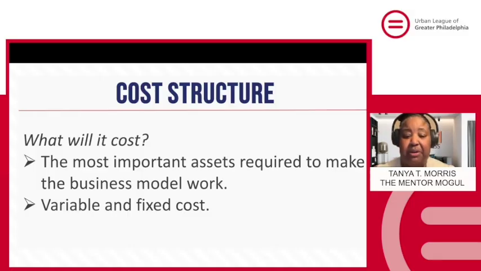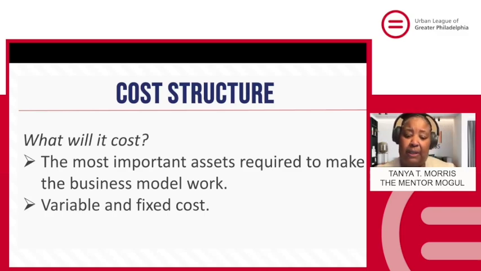So as you're building your business, you need to know what your time is worth, what it will cost you to actually run this business. And so the most important asset requires to make the business model work. And so we look at two things in cost structure, and that is the variable cost and fixed cost. Fixed cost, if you are a brick and mortar, is rent and insurance for that building. Right? Or utility bills. Those are some fixed costs, right?